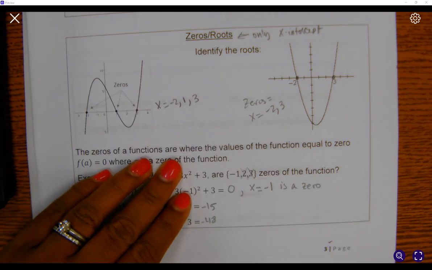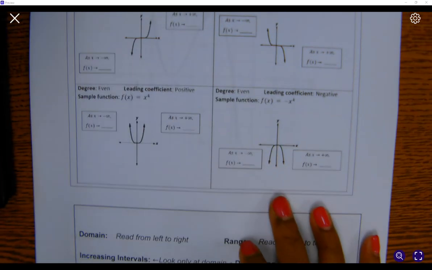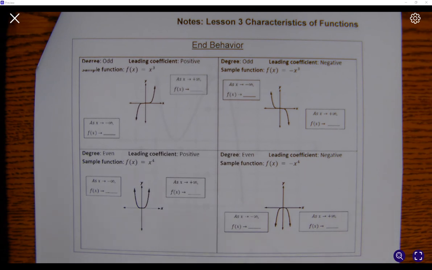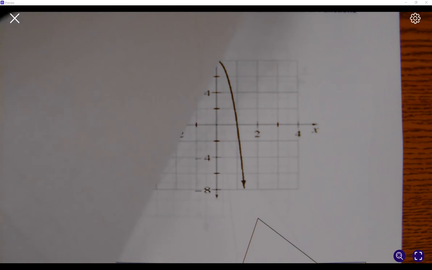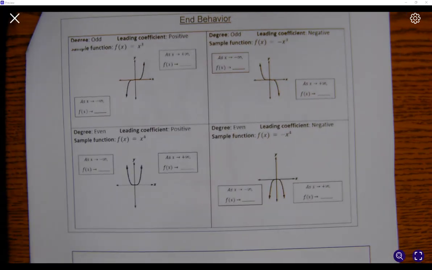Okay? And then the last thing I have here is end behavior. I think I'll go ahead and stop the video here, and then I'll do another video on end behavior. Okay, and then in that video I will do all these examples in here. Okay.